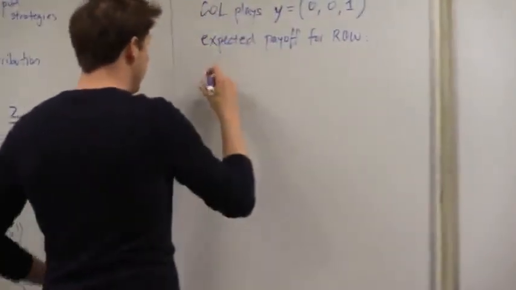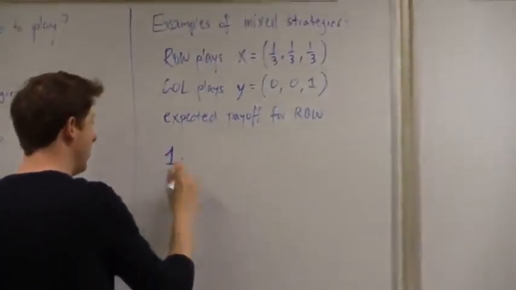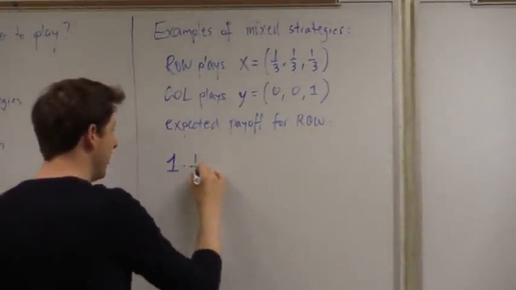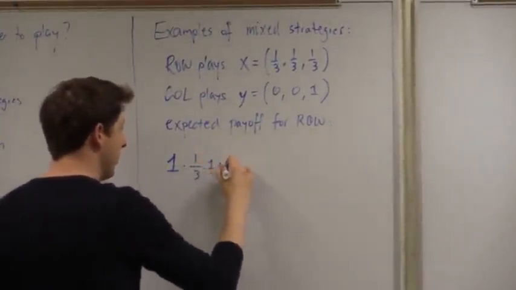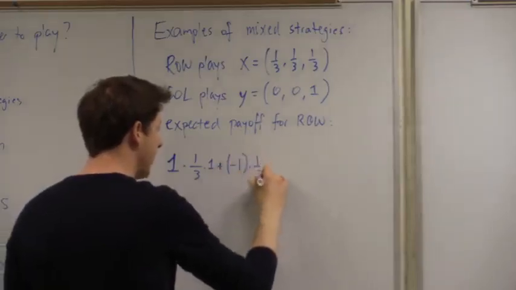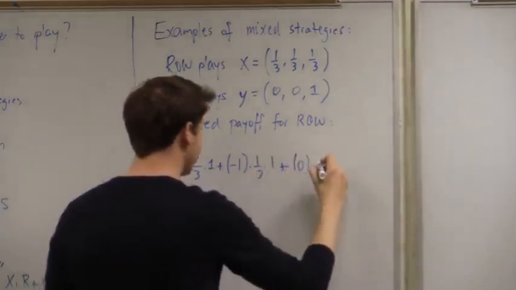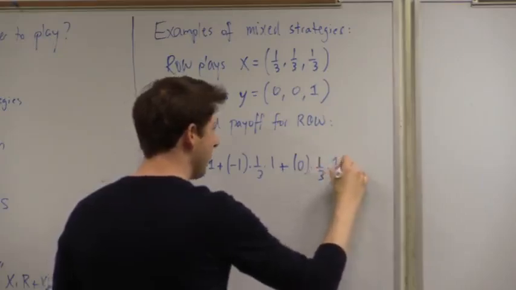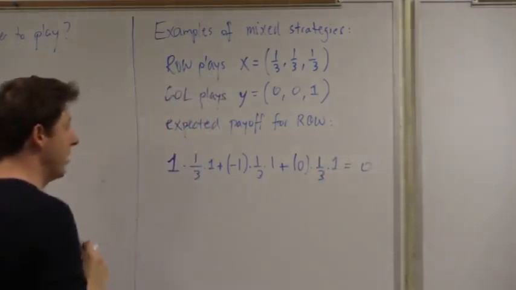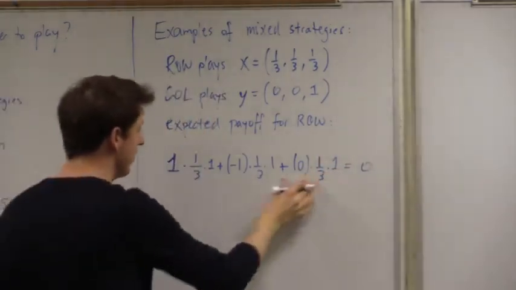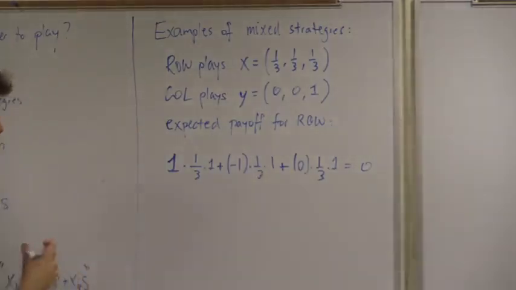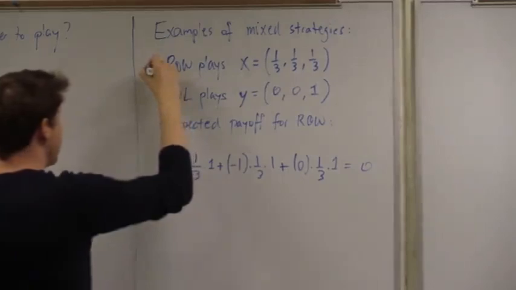So we can write it as follows. We have outcome 1 with probability a third times 1, plus outcome -1 with probability a third times 1, plus outcome 0 with probability a third times 1. And that would be 0. So the expected payoff is 0 because this term is 0 and these two terms cancel one another. So this is saying that if row plays x, which is a mixed strategy that is fully random, then the expected outcome is 0. So that was the first example.